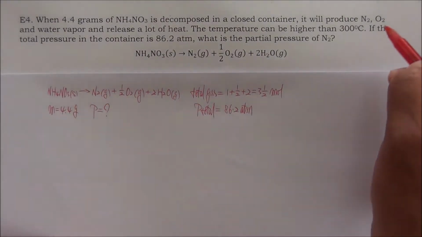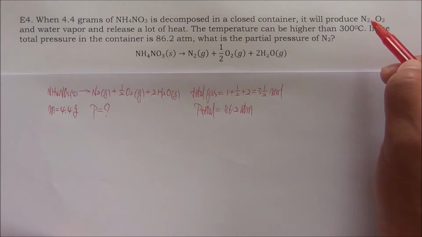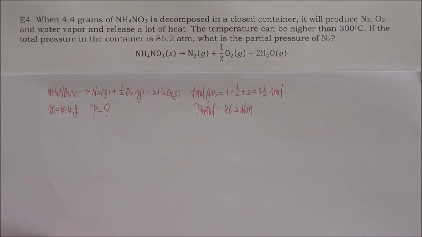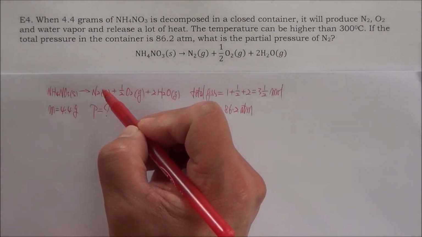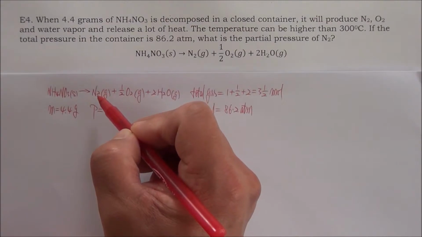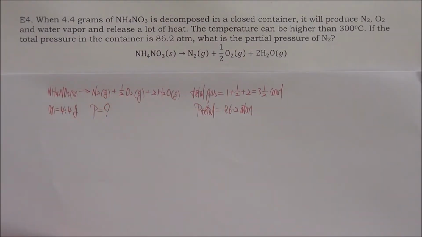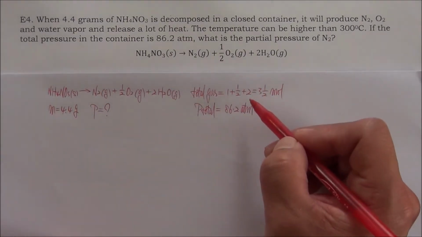Well, you may wonder, can we use 300 degrees Celsius? But still, even if we assume the temperature is 300 degrees Celsius, we still don't know the volume of the gas. Therefore, we have no way to convert the moles of the nitrogen gas into the pressure of the gas. Well, if this doesn't work, let's try to use the total pressure.